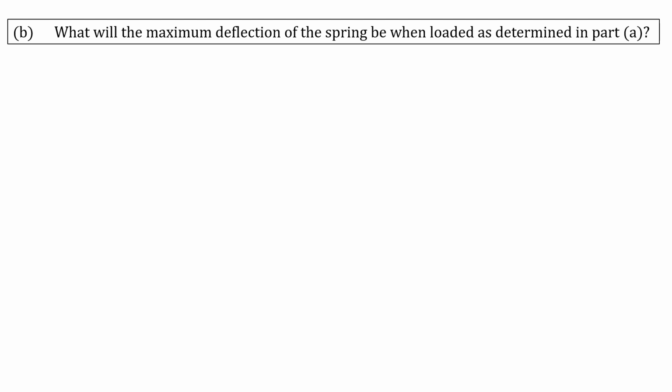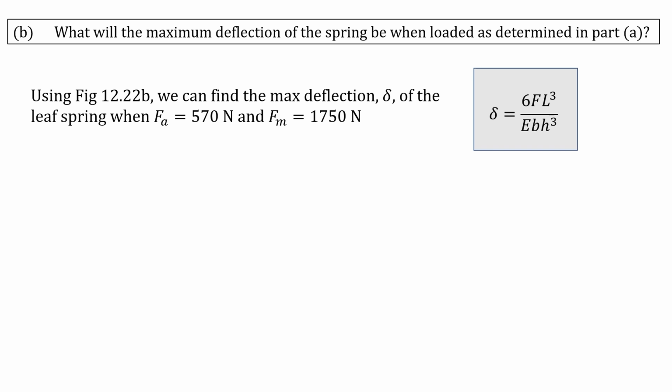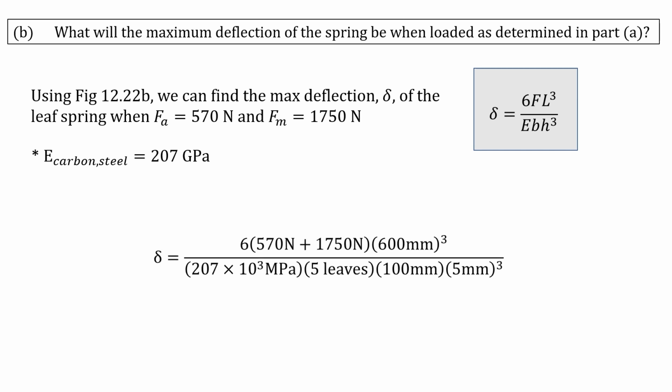For part B, we're asked to find the maximum deflection of the spring when loaded as determined in part A. So again, we're using figure 12.22b, and we can use that equation to find the maximum deflection of the leaf spring when we have our alternating force and our mean force. Everything's known except for the elastic modulus of the carbon steel, which we can look up and find as 207 gigapascals. Then we just substitute our values into the deflection equation and solve for the final deflection.